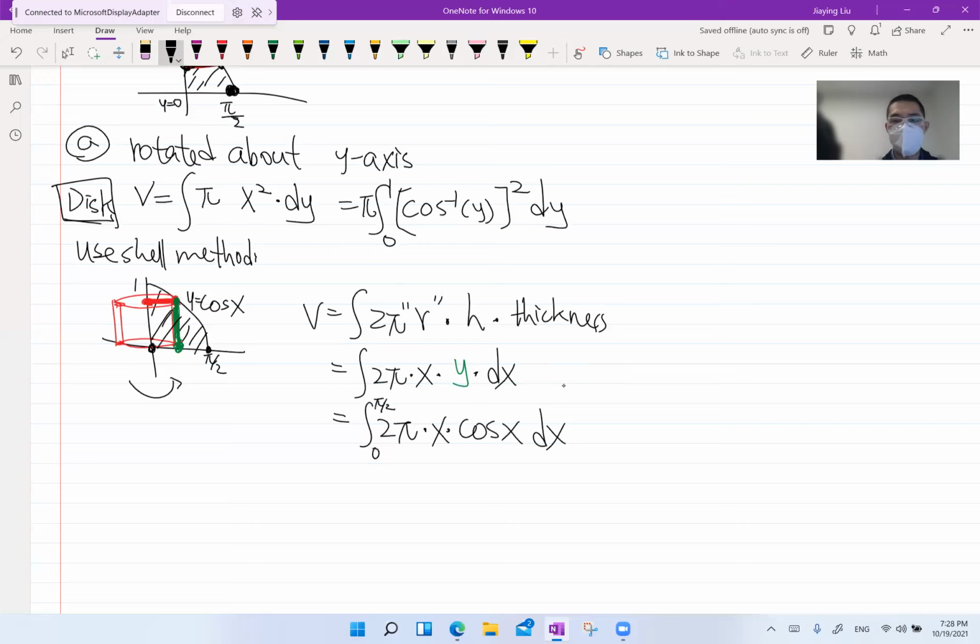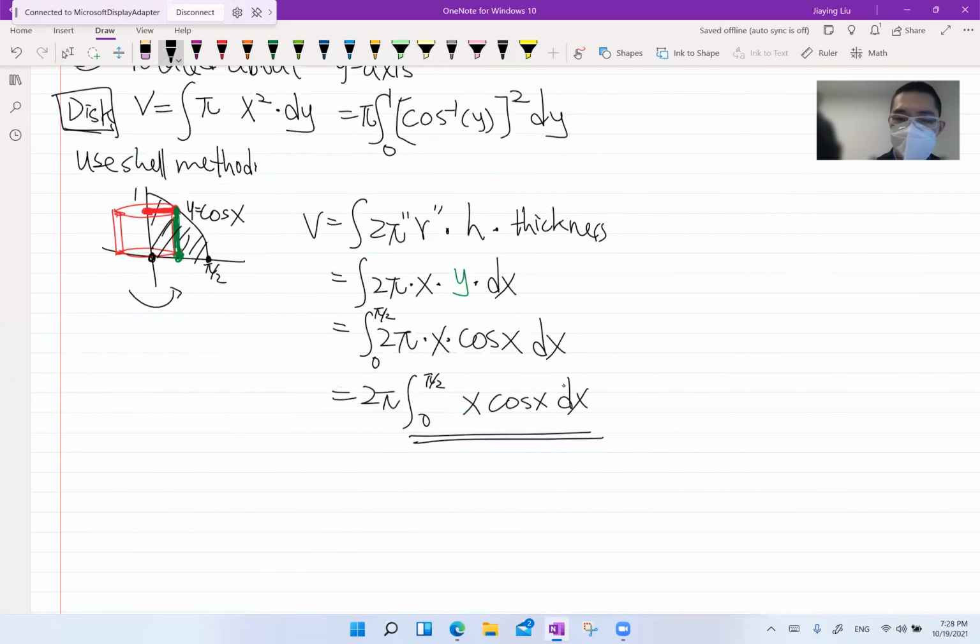This is the volume. This one obviously is not nice, but you can actually integrate it. So if we move 2 pi outside, 0 to pi over 2, we end up with x cosine x dx. This integral, we can find the antiderivative by using integration by parts. Kind of like x times e to the x, so it's the same idea.